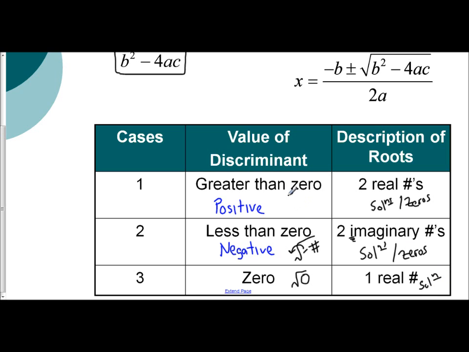And so these are the cases for the discriminant. Make sure you're confident with these cases before you move on to the next video in this series.